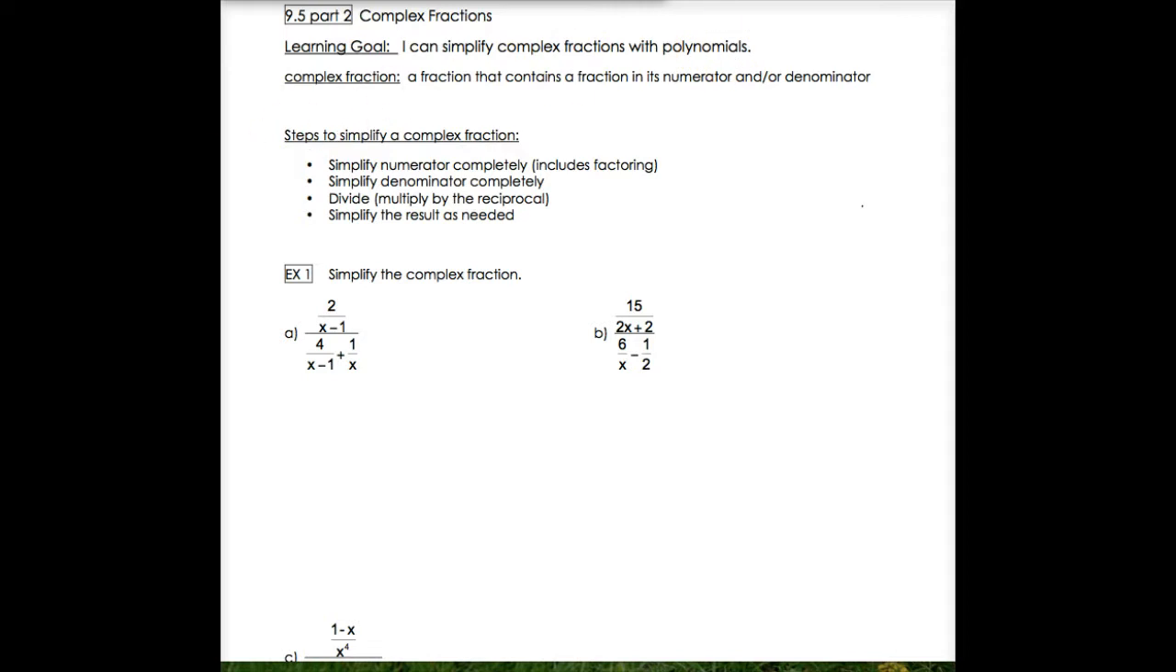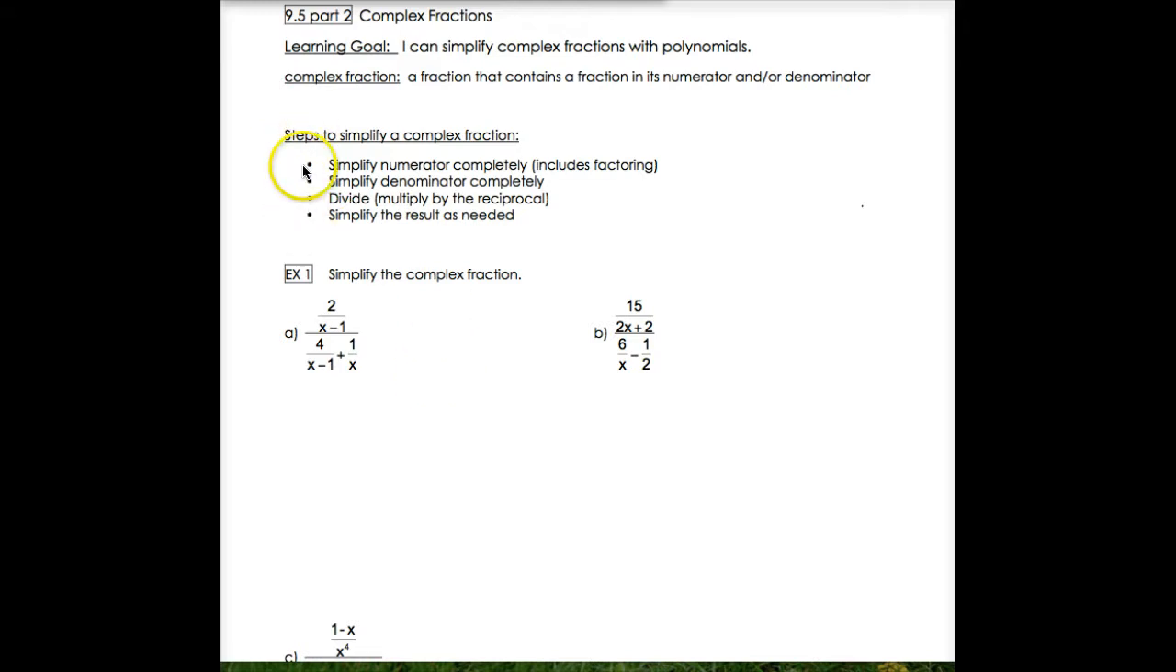And I'm sure you can probably tell just by looking at the problems what a complex fraction is, but in case not, here's our definition. A complex fraction is a fraction that contains a fraction in its numerator and/or its denominator. So it's a fraction within a fraction.